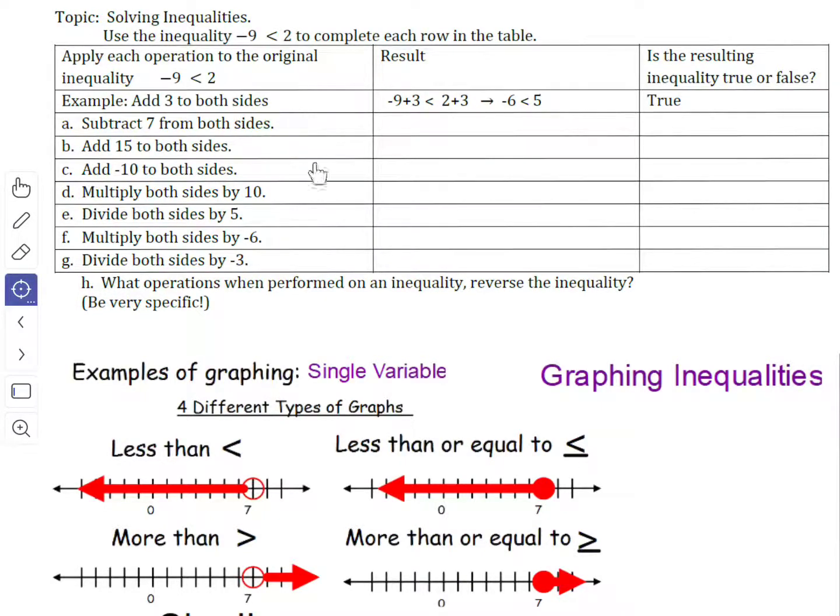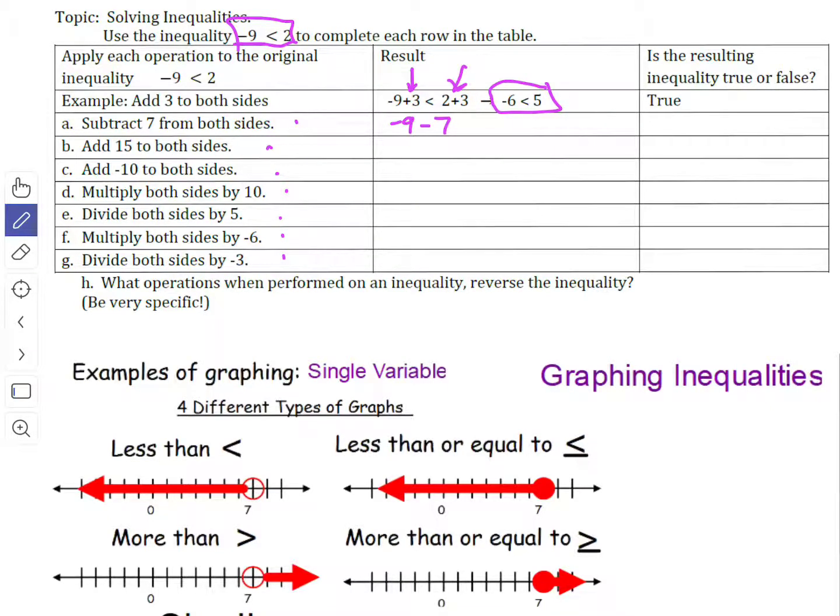this right here. Okay. So let's use this inequality. We've got negative 9 is less than 2. What we're going to do is do what it tells us here. See what that equals. So we start out with negative 9 is less than 2 on everything. And then we're going to say if it's still true or false. In the example here, they added 3 to both sides. Adding 3 to both sides, it maintained its inequality. It was still true. Okay, so we subtract 7 from both sides.